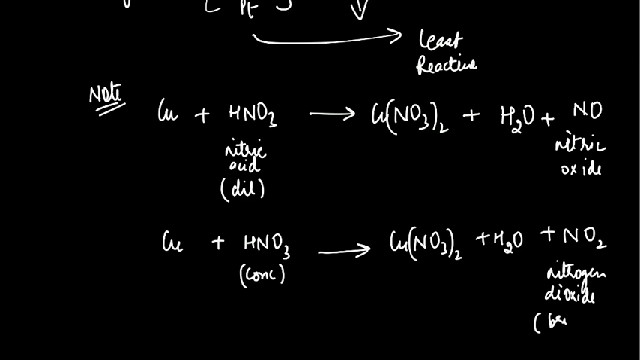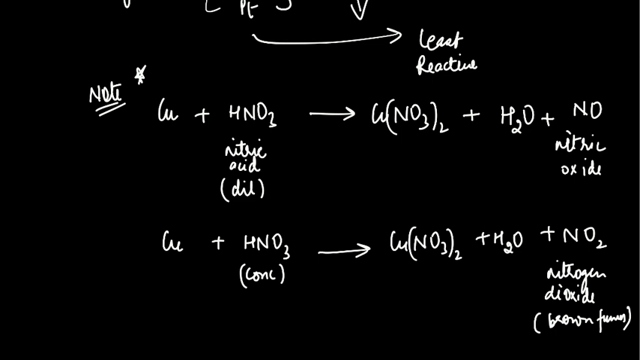And we know nitrogen dioxide gives brown fumes. This is the most important reaction. Most of the time, they try to ask you which oxide of nitrogen is formed when copper reacts with nitric acid. Now, there is another story to it.